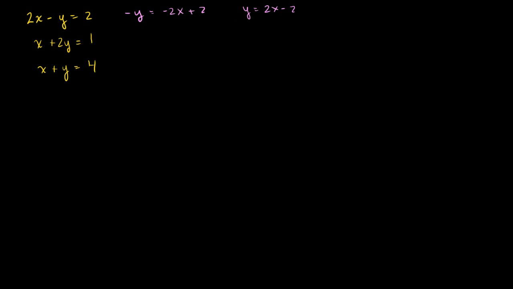The second line, I'll do it in green. We could write this as 2y is equal to minus x plus 1. Or we could write that y is equal to minus 1/2 x plus 1/2. I just divided both sides by 2. And then this last line right here, we could write this as y is equal to minus x plus 4.